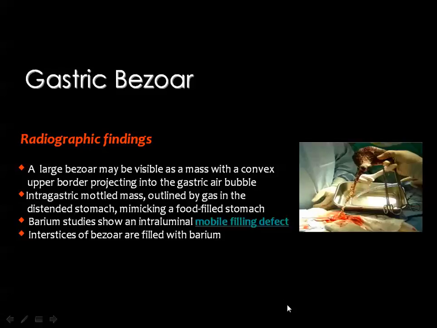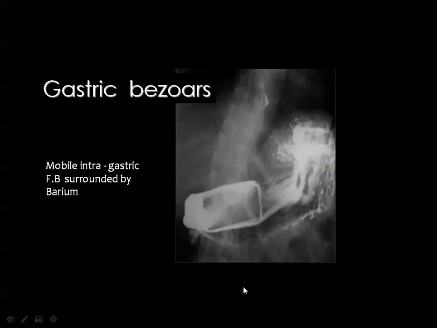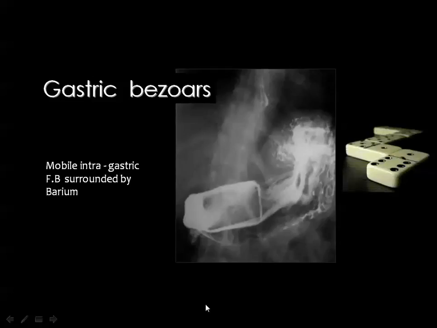Then the bezoar is a mobile intragastric foreign body, and it can be differentiated easily from the tumors by the presence of barium within the interstices of this foreign material. And some of the bezoars, you cannot have a certain name for this type of bezoar, and this is the material that has been swallowed, and you get two of these materials inside the stomach.